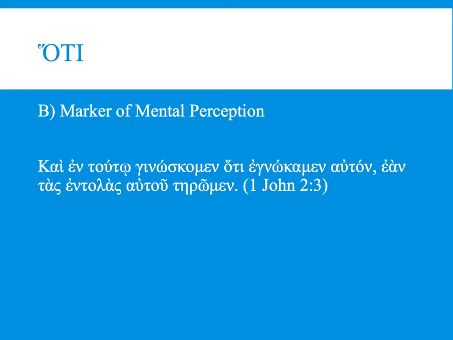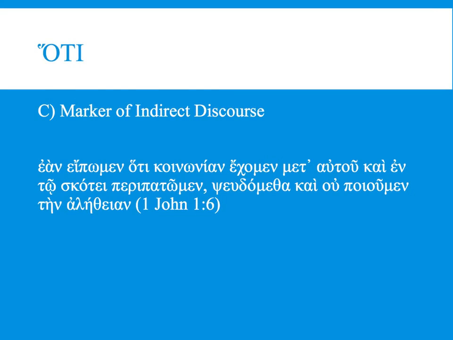And what we're going to have here is marker of mental perception, marker of indirect discourse, and marker of direct discourse. Those three are really different forms of the same thing. They're giving the content of thought or speech. Marker of indirect discourse, ean eipomen: if we say that we have fellowship with him, but we are walking in the darkness, we lie, and we do not have the truth.